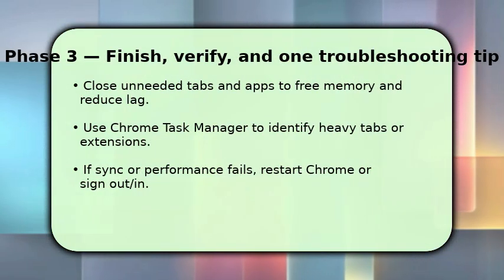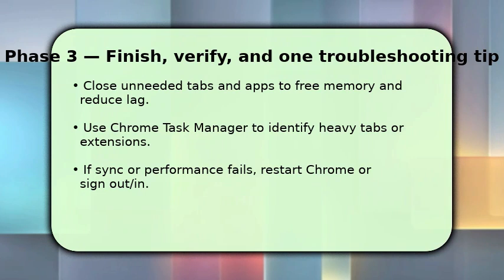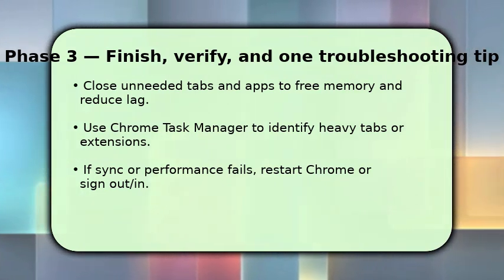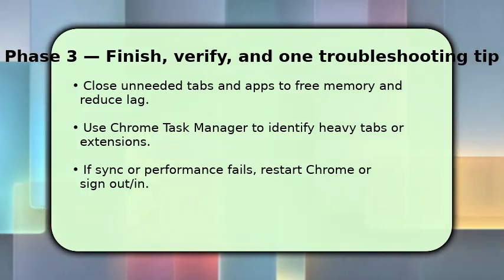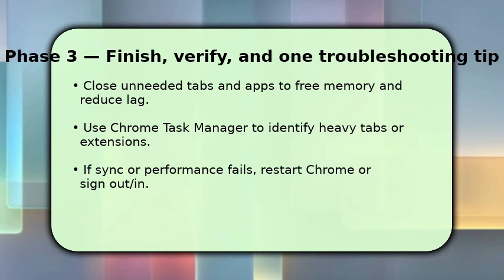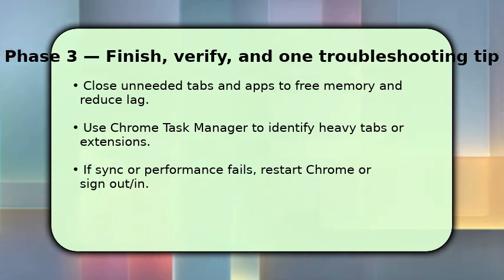Close irrelevant tabs and background apps to free RAM and prevent slowdowns. Then, check Chrome's Task Manager to find any tab or extension consuming excessive resources. End those tasks if needed.